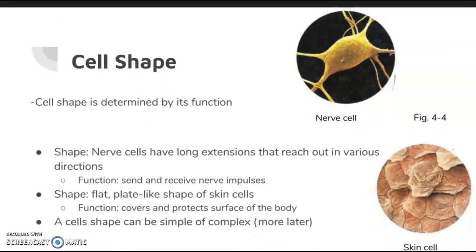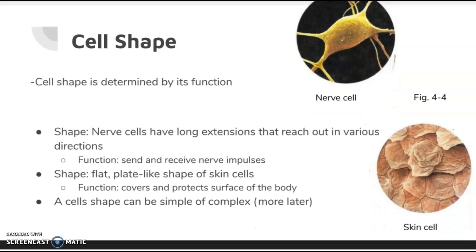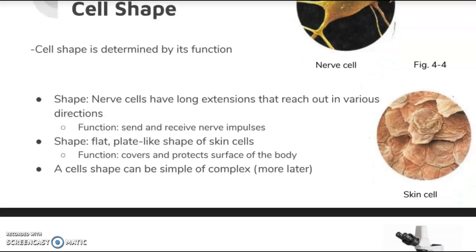Like I mentioned, cell shape is determined by the function of the cell. So for instance, nerve cells up here have long extensions. The whole reason they have that shape is because the function of nerve cells is to transmit signals throughout your body to tell other parts of your body what to do or to send messages. Skin cells, for instance, have more of a flat plate-like shape. And again, the whole purpose is because the function is to cover and protect the body. So remember that structure follows function, or the form of the cell is going to follow the function. This might be simple, it might be complex based on what the cell does.